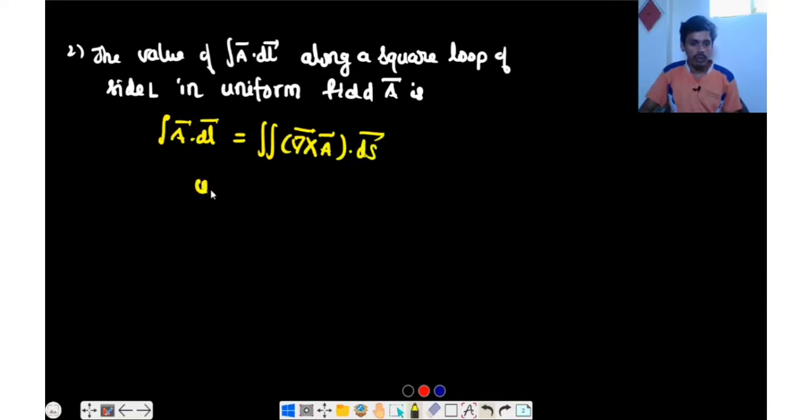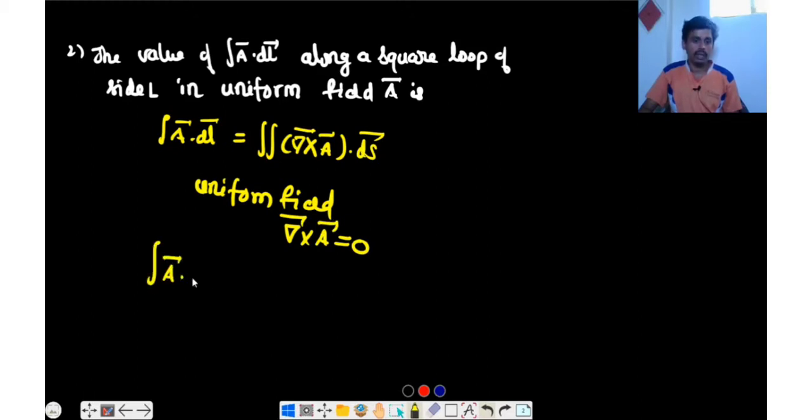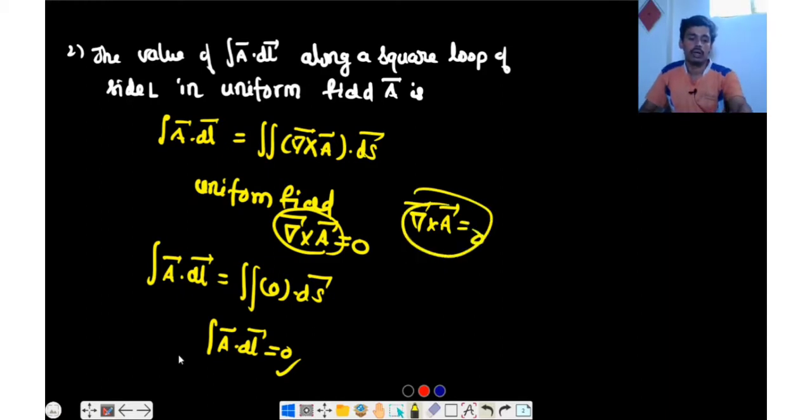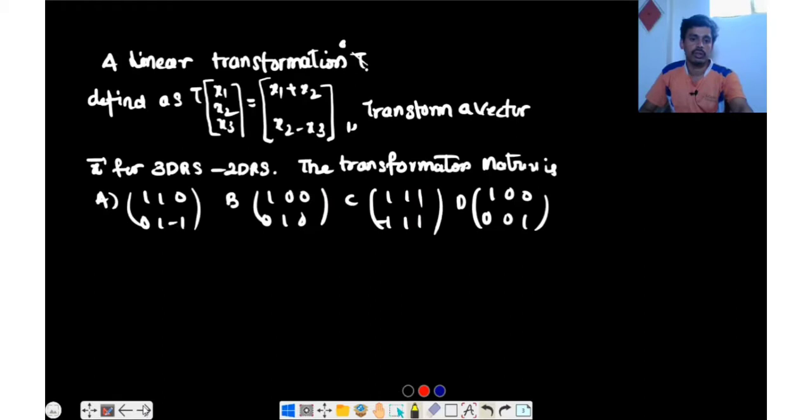In a uniform field, del bar cross A bar is equal to 0. That means the line integral of A bar dot dl bar is equal to the surface integral of 0 into ds bar, which means the line integral of A bar dot dl bar is equal to 0. Only in the case of a uniform field, del bar cross A bar is equal to 0. Okay, now we will go to another question.